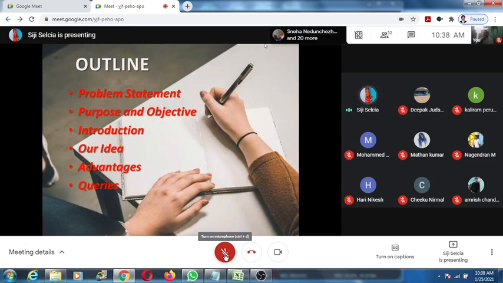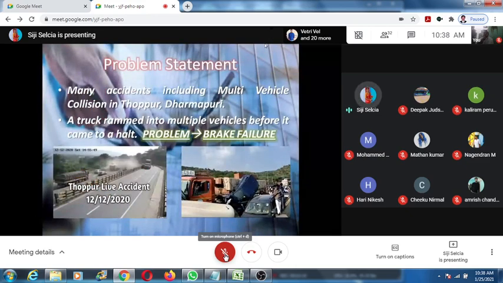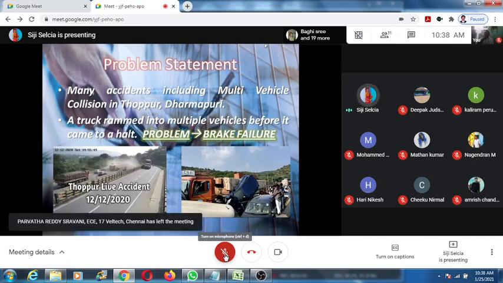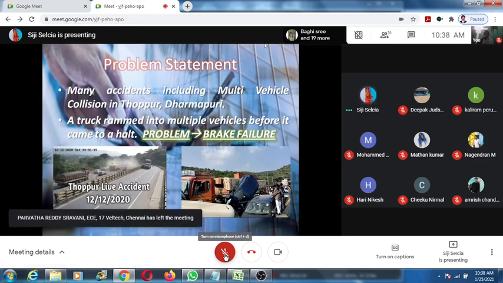Problem statement. We have made a survey on recent accident reports on hilly areas and in slopes. Especially trucks are under our surveillance. The accidents of such heavy vehicles occur due to brake failure. As an incident, brake failure paved the way for the Toppur accident, sir. You all know the Thermopuri-Toppur multi-vehicle collision. Four were dead and 15 had major injuries. I have attached some pictures of the Toppur accident on 12th December 2020.